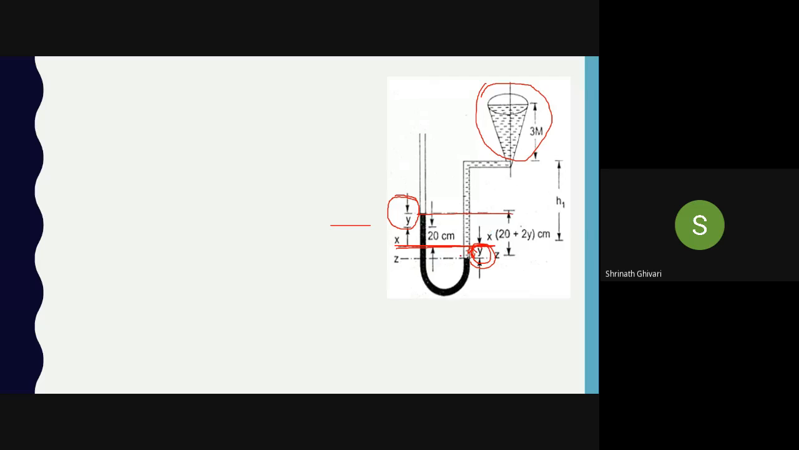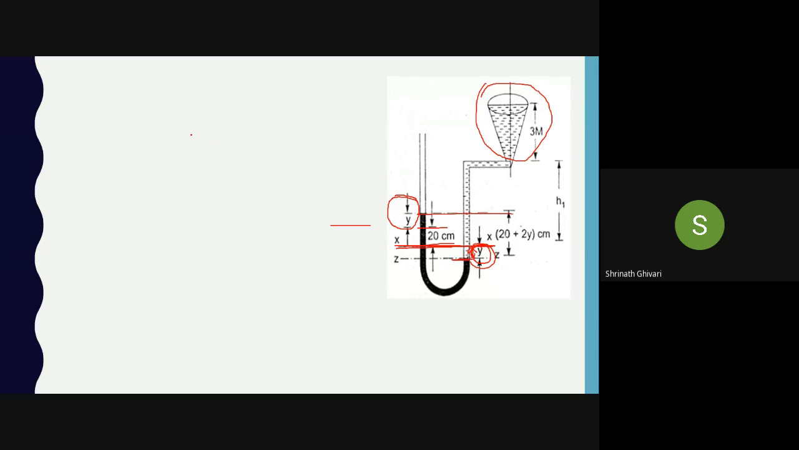Now, what I have said, this is 20 centimeter. Now the datum line has changed to this. The datum line has changed to this. What is H2 over here now? What is H2? 20 plus 2y.